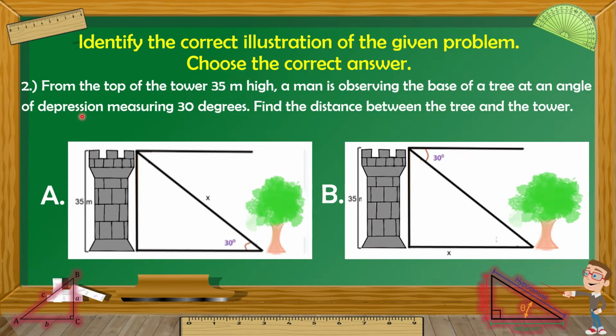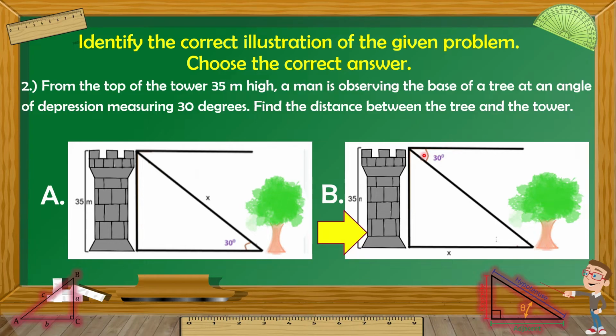Number 2, from the top of the tower, 35 meters high, a man is observing the base of a tree at an angle of depression measuring 30 degrees. Find the distance between the tree and the tower. So you can pause the video, then pili kayo ng answer dito, A ba o B. The correct answer is letter B.